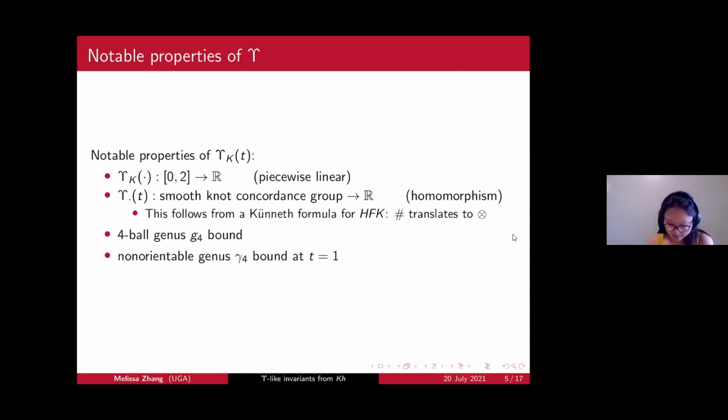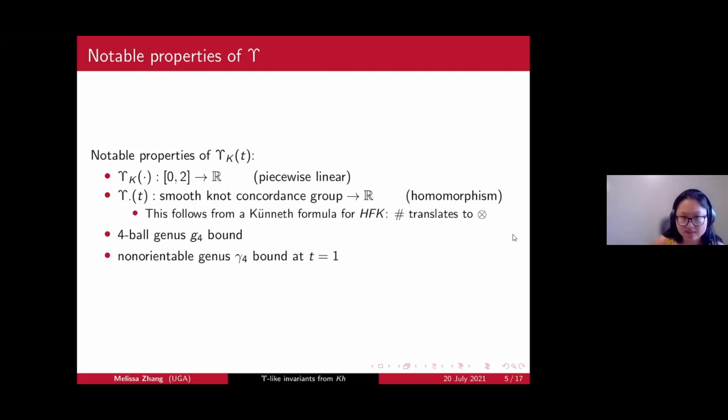Also, it's a homomorphism, interestingly, from the smooth knot concordance group to R. And this is either interesting to you or not, and I don't have time to describe why it's interesting. But it's interesting maybe that in knot Floer homology, connected sums of knots translates in the categorified story to just a tensor product. So if you have two knots and you connect sum them, then you just add their invariants, which is useful because now you can do a lot of computations.